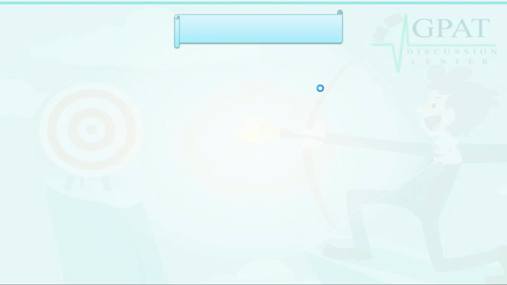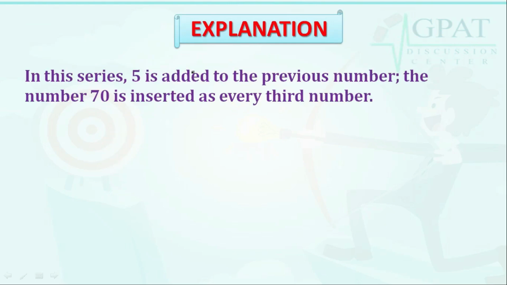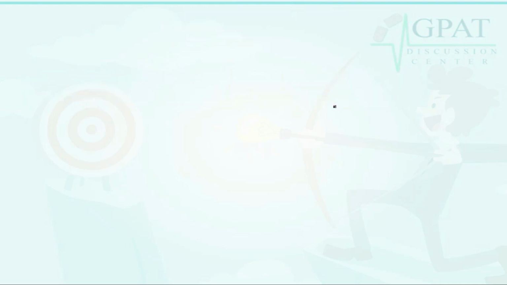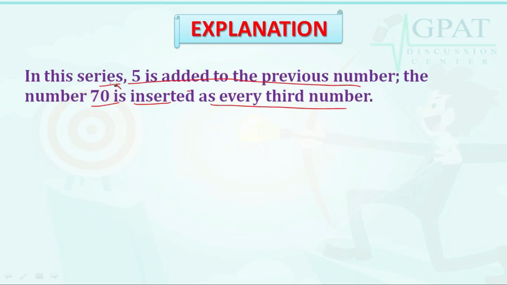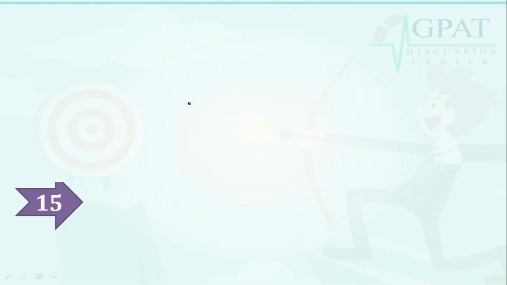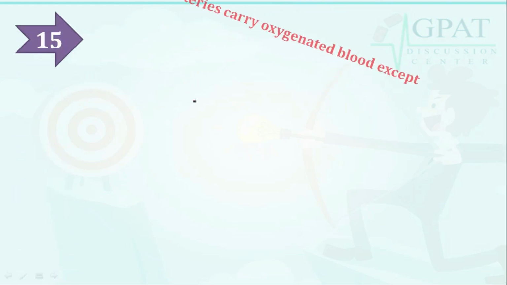How does it happen? Let's discuss with the help of explanation: in the series, 5 is added to the previous number, and the number 50 is inserted as every third number. So 70 is the correct answer. Now the next question and the last question of this video, students.